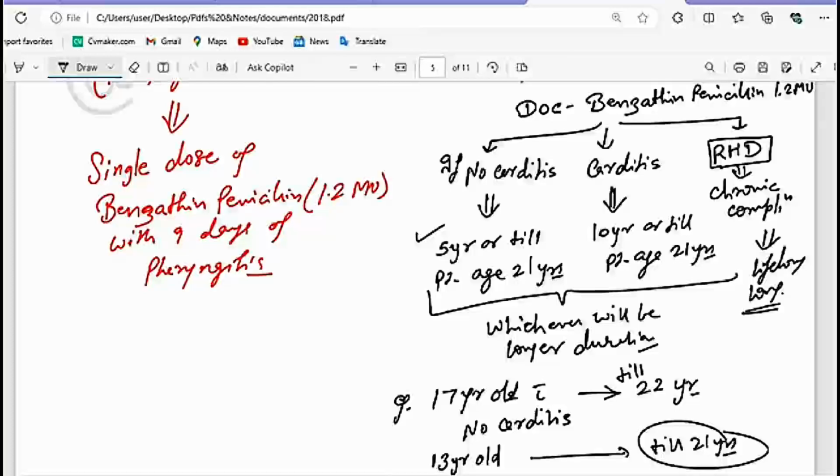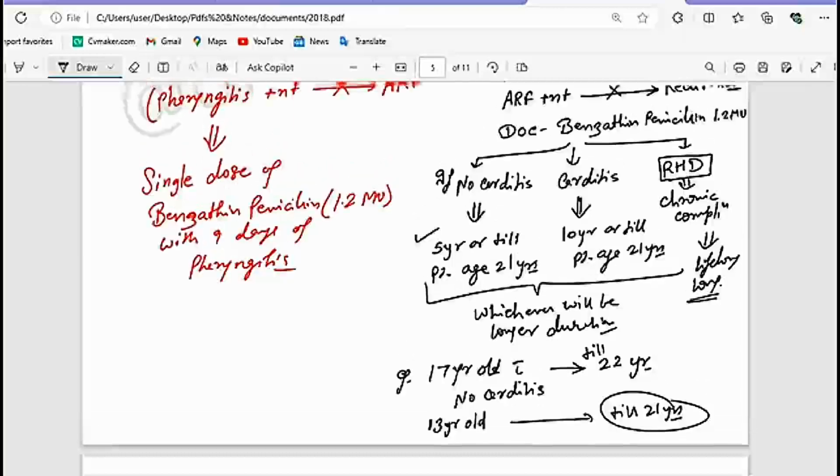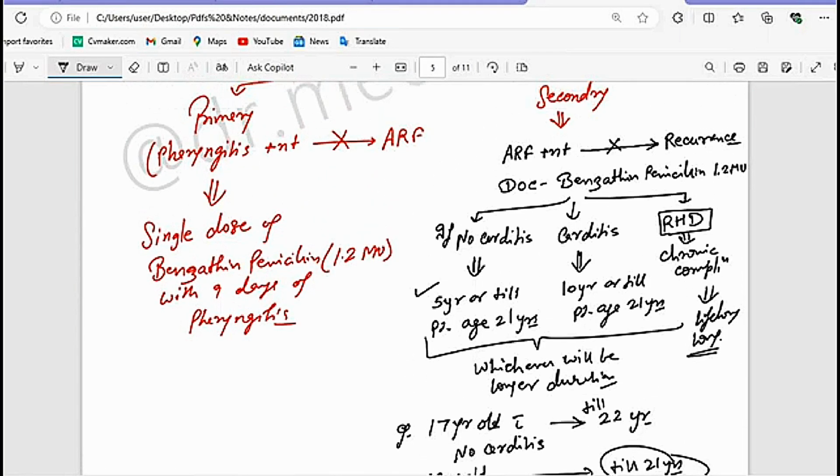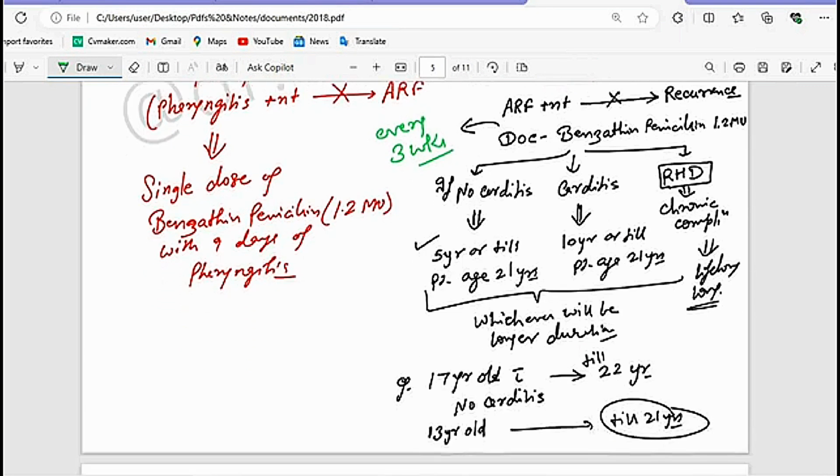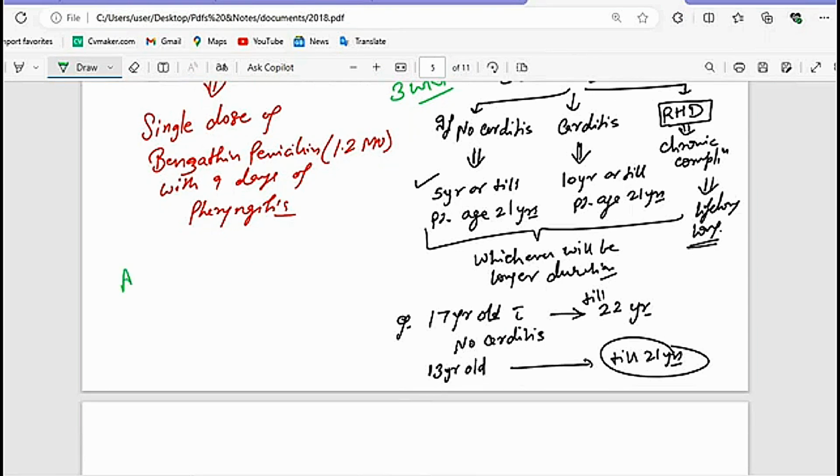Remember, this is a very important point. Whether it is a single dose of benzathine penicillin for primary prevention or secondary prevention, both are really very important. And remember that benzathine penicillin is given every 3 weeks. And remember that acute rheumatic fever is the most common cause of valvular heart disease.